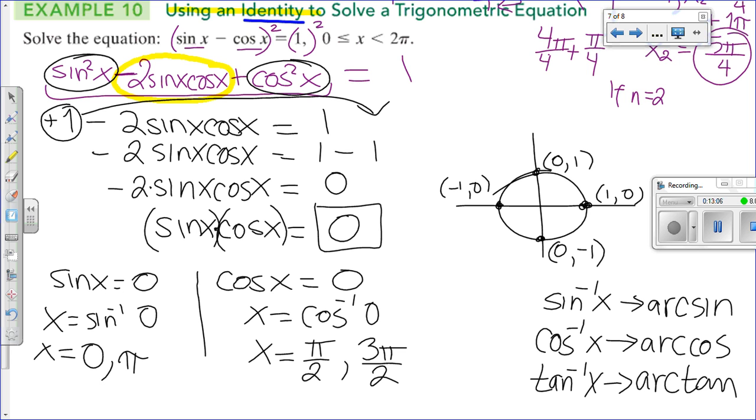And if you notice, even though the sine of 2 pi is also 0, we don't include that 2 pi because it's not in the interval where we want our solutions to be. We want them to be smaller than 2 pi, but not equal to 2 pi. So let's move on to the next slide.